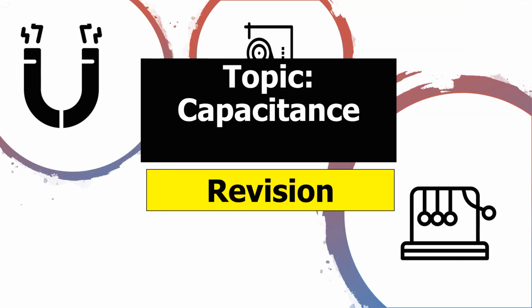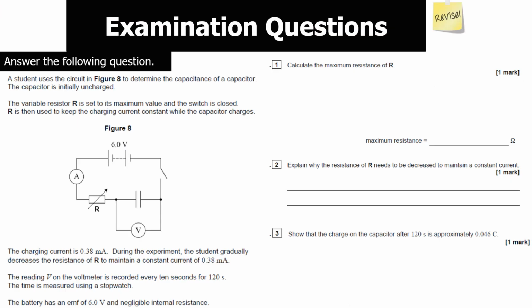We're now going to look at some questions regarding capacitance. A student uses the circuit in figure 8 to determine the capacitance of a capacitor. The capacitor is initially uncharged. The variable resistor R is set to its maximum value and the switch is closed. R is then used to keep the charging current constant while the capacitor charges. The charging current is 0.38 milliamps, and during the experiment the student gradually decreased the resistance of R to maintain a constant current of 0.38 milliamps.